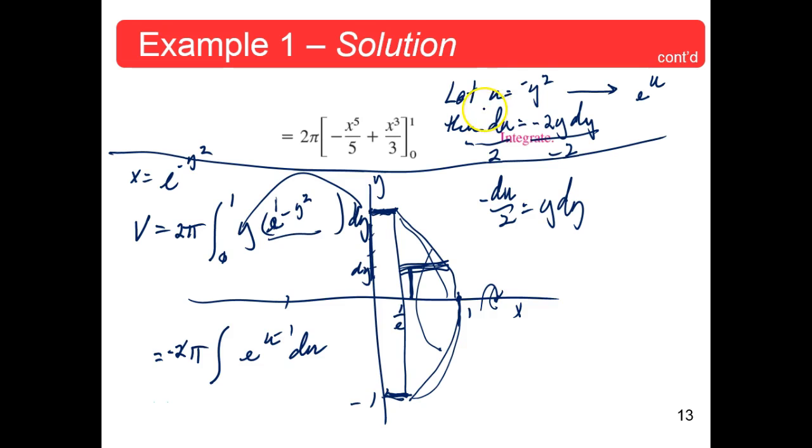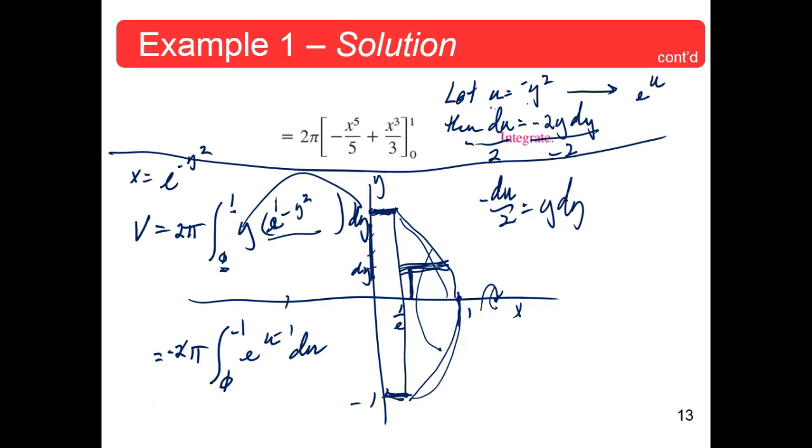Any guesses? When y is 0, what is u? Because y is 0 here, what would u be down here? 0. Okay, I could do that one. When y is 1, what is u? Negative 1. Okay? Well, I don't like going from the 0 to negative 1.